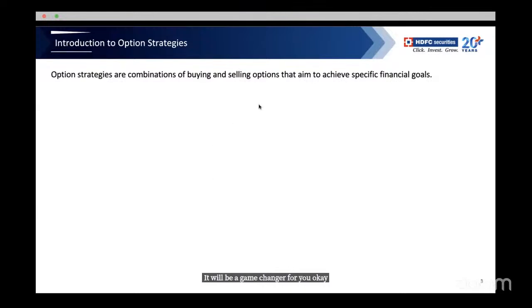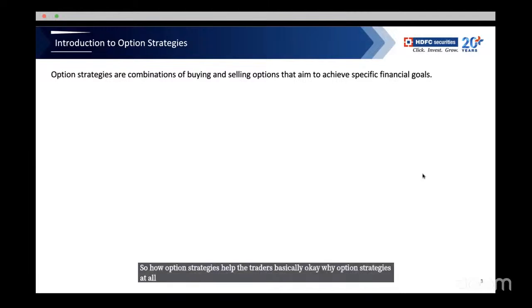Okay, so let's have a little bit of introduction to the option strategies. How do option strategies help traders basically? Why option strategies at all? Why not just plain call and put, or why not just plain futures? Let's just understand why first.